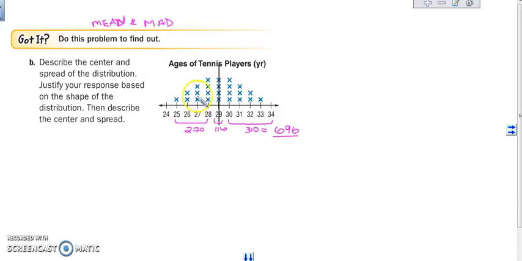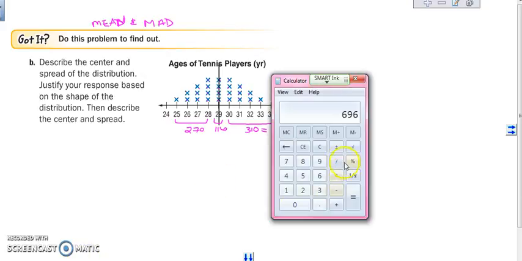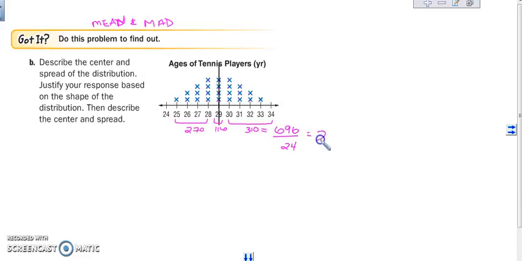And I have to divide it by how many there are. So this is 1, 2, 3, up to 24. Let's hope this is a nice number. 29. So there's my mean. Now I have to find the mean absolute deviation.